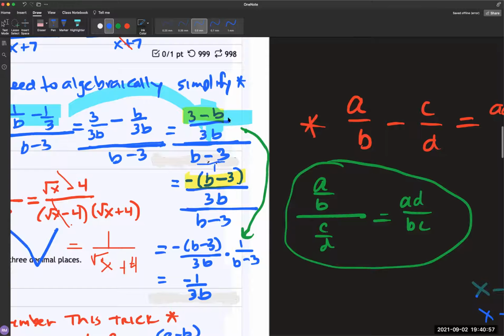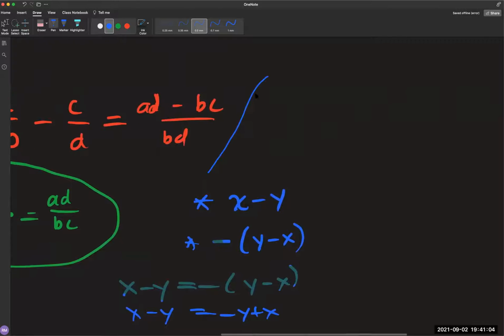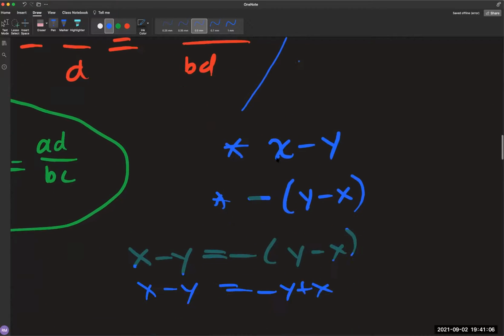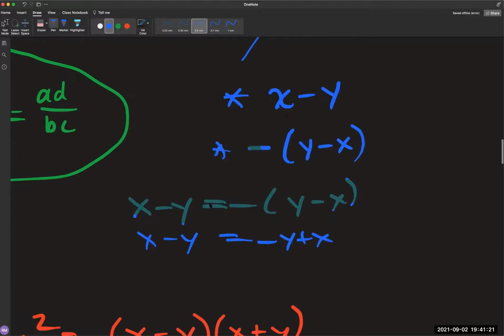Now, there's another algebra step that I've highlighted in yellow here. How do we go from 3 minus b to b minus 3, the negative, right? Well, the opposite of x minus y is y minus x. And then if I do the opposite of that, what's the opposite of the opposite? It's the same thing. So technically, negative (y minus x) is the same thing as x minus y. And I can see this if I just distribute the negative: negative y plus x, those are equivalent expressions.